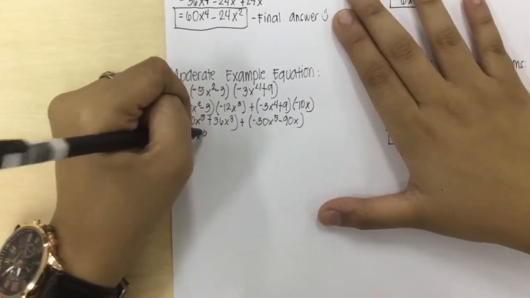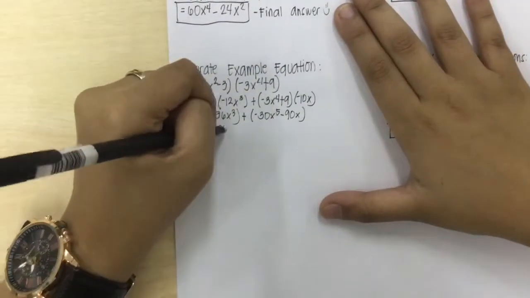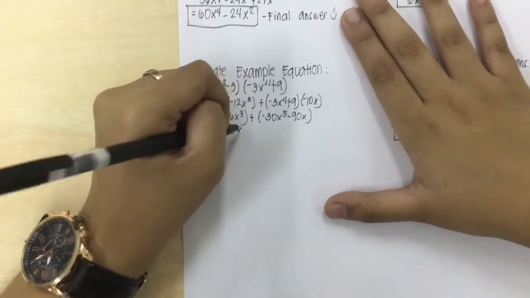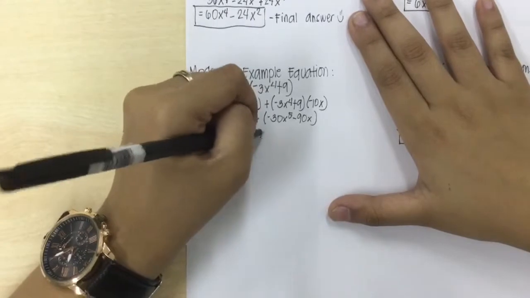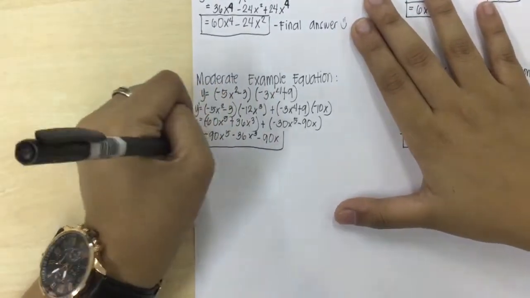Simplify. Negative 60x raised to the power of 5 minus 30x raised to the power of 5 is equal to negative 90x raised to the power of 5, minus 36x cubed, minus 90x.